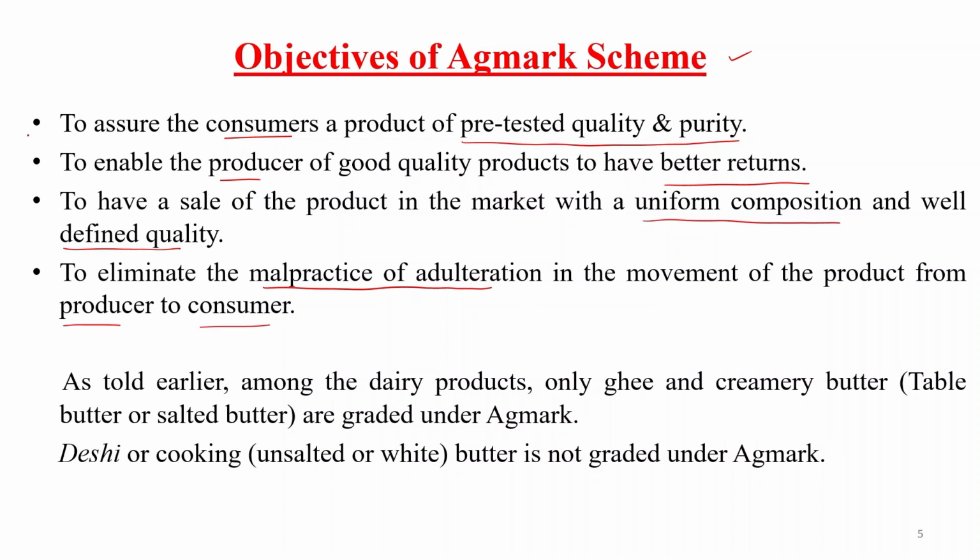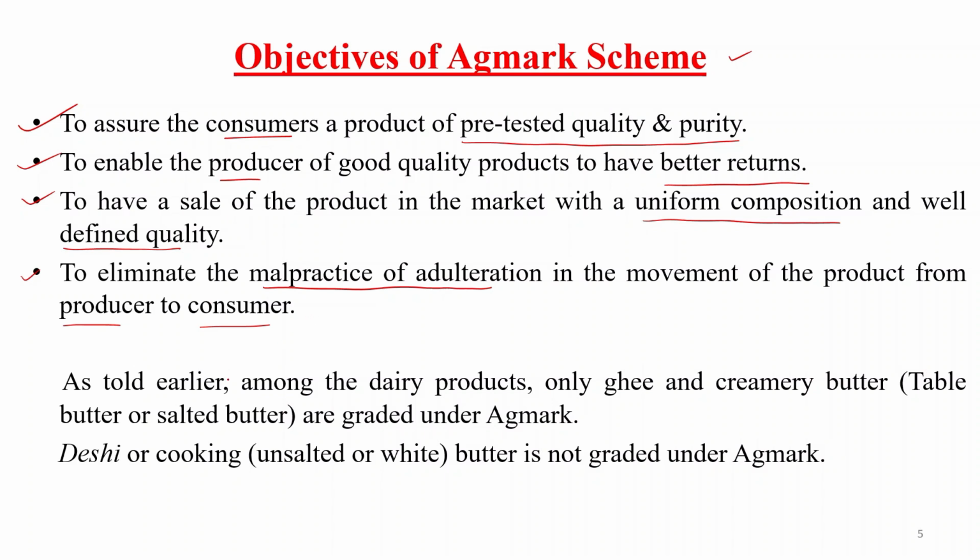I am repeating that first is to assure the consumers a product of pre-tested quality and purity, and second is to enable the producer of good quality products to have better returns, and third is to have a sale of the product in the market with a uniform composition and well-defined quality, and fourth is to eliminate the malpractice of adulteration in the movement of the product from producer to consumer.